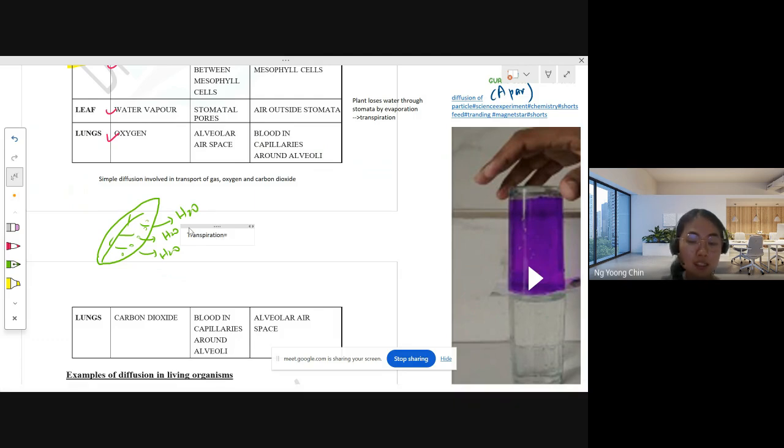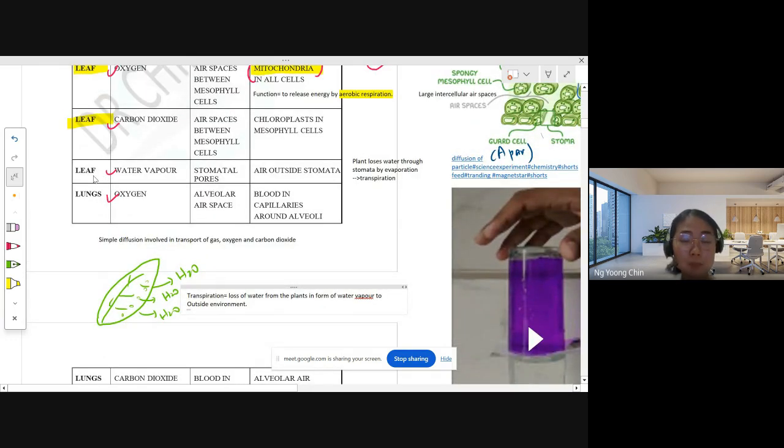Transpiration is a process that is the loss of water from the plant in the form of water vapor to the outside environment. Especially, there will be an increase in the transpiration rate on a very hot day. Okay, so that is how the plant loses water, usually by transpiration. I think we'll learn in detail in the next few chapters.